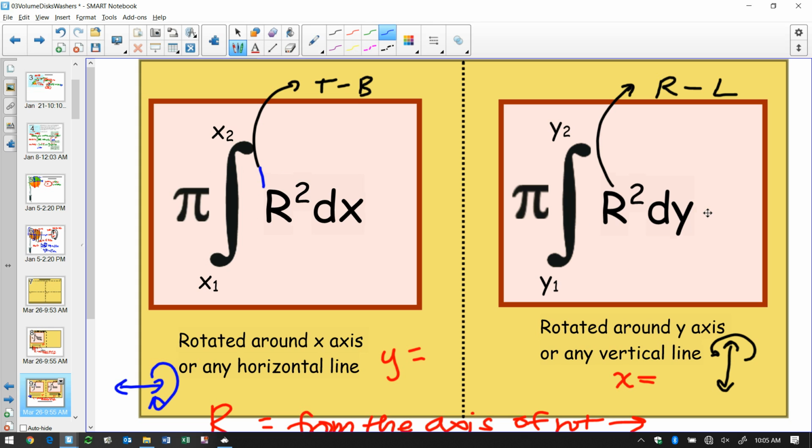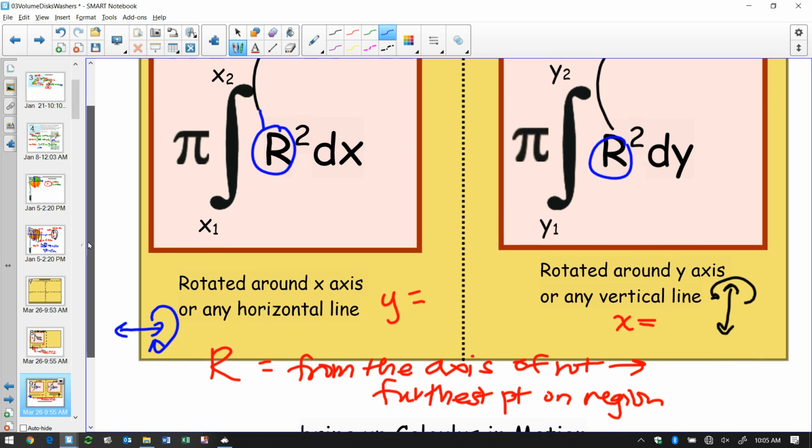On the right side, in a dy problem, your formula is going to be the same, pi r squared, but now it's dy, going from y1 to y2. An extra tidbit is that on the left side, your r is always going to be top minus bottom. I actually don't memorize it, but if you want to, you can. And on the right side, your r is always going to be right minus left.